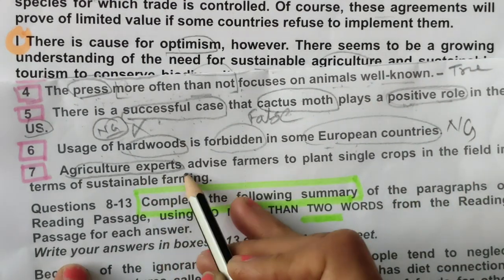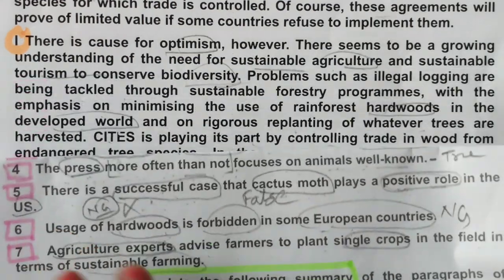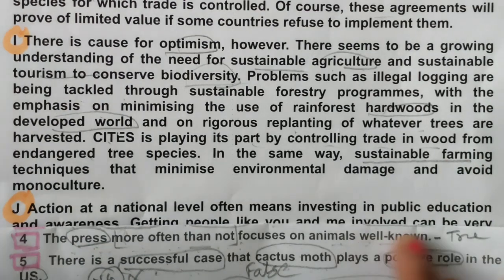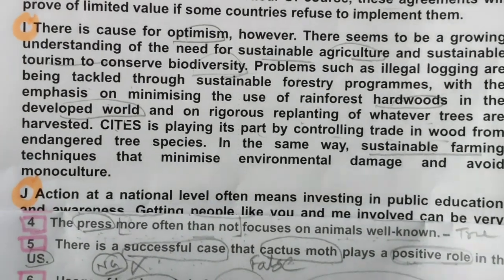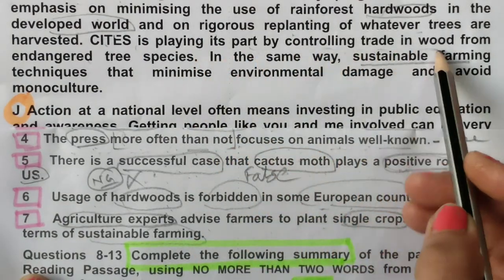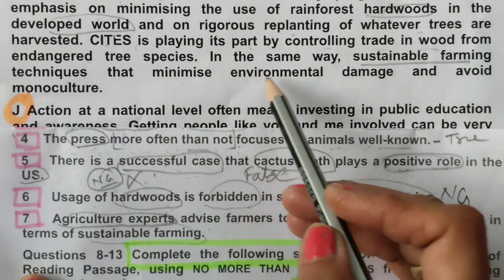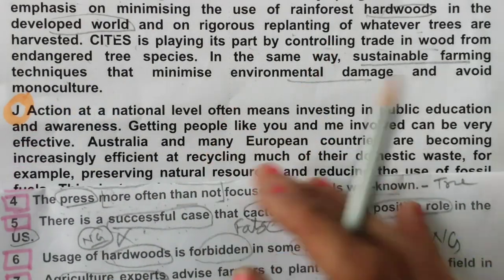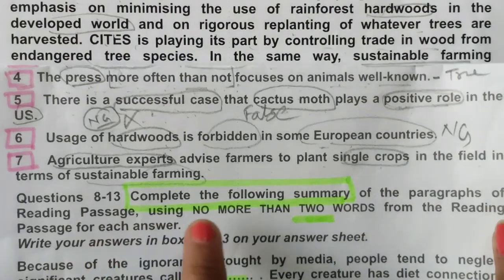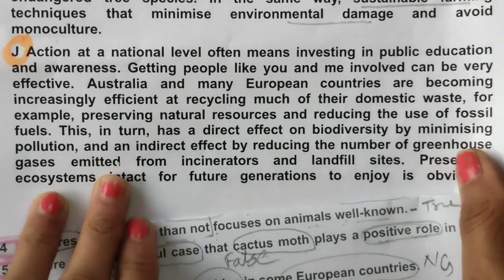Okay, 7th, agriculture experts advise farmers to plant single crops in the field of sustainable farming. So they were talking about agriculture and sustainable farming is there. Let's read it. CITES is playing its part by controlling trade in the wood from endangered tree species. In the same way, sustainable farming techniques that minimize environmental damage and avoid monoculture. Okay, but where are they talking about agriculture experts advising farmers to plant single crops? Single crops also I have to look. Okay, next paragraph, let's find it.